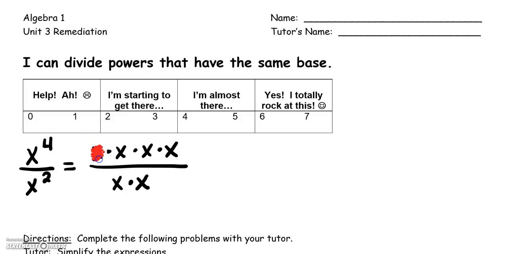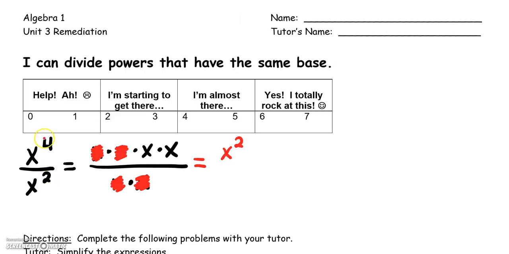So the first x here in the numerator and the first x here in the denominator can divide away to become 1. The second x in the numerator and the second x in the denominator does the same, divides away and becomes 1. And so what we're left with is just 2 x's in the numerator multiplied together, in other words, x squared. Now you may notice that there's a bit of a pattern here.